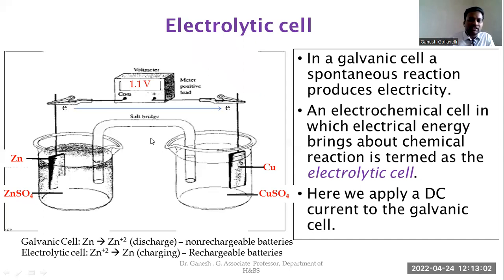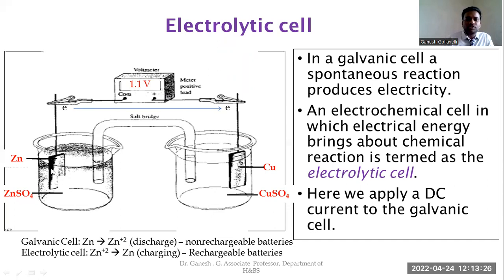See here, this is the galvanic cell. This we already discussed. Here we have a zinc anode and a copper cathode. The combination of these two electrodes would produce 1.1 volts. So during the process, zinc loses the electrons, isn't it? So in a galvanic cell, zinc loses the electrons.